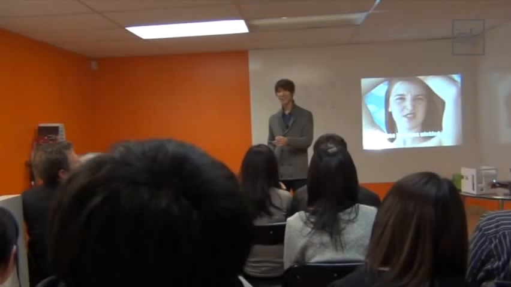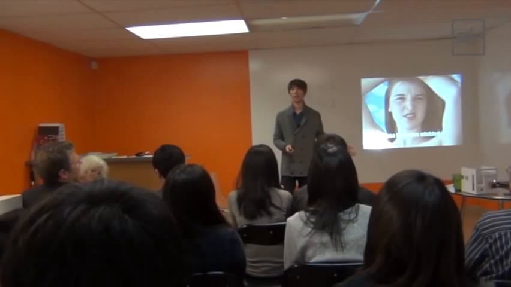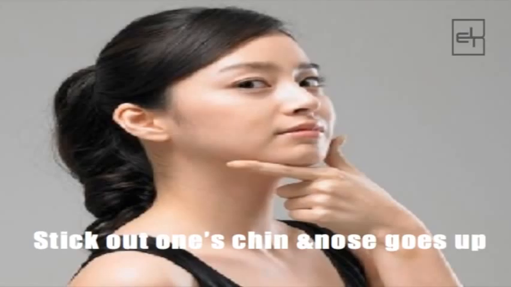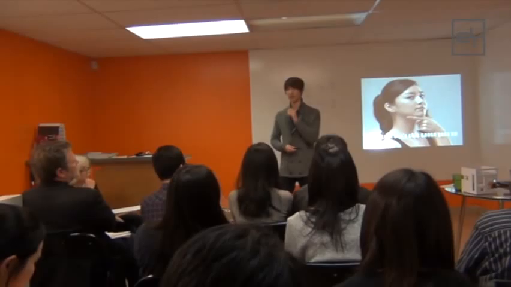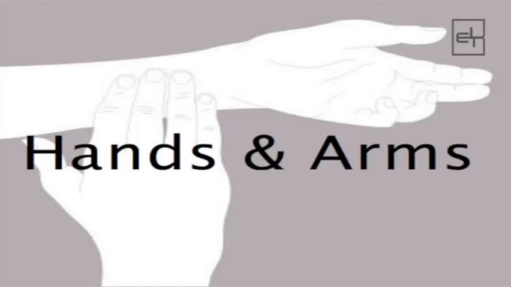If someone's nose becomes wrinkled, it is a really bad gesture. Maybe they hate you. But it disappears quickly, so it is not easy to catch. But if you catch that, you have to avoid them. But if someone sticks out their chin or their nose goes up, it is a really nice posture. Maybe they have confidence and they are proud of themselves.